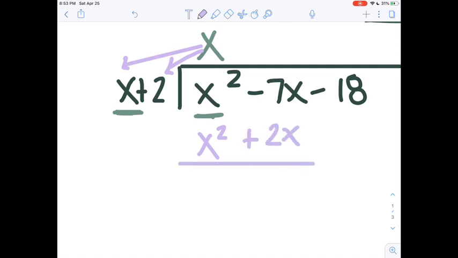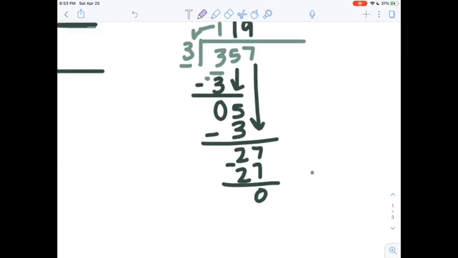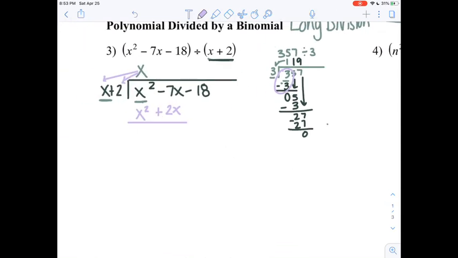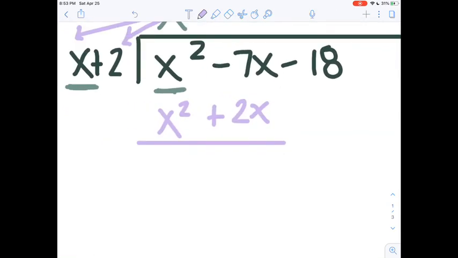Okay, well, remember, over here, to get to the next step, I had to subtract these two numbers right here to get my remainder. Okay, so I'm going to do the same thing. I have to subtract both of these two terms. So I'm going to minus the x squared, and now I'm going to minus the 2x. So the x squareds cancel, so these first ones should always cancel out.